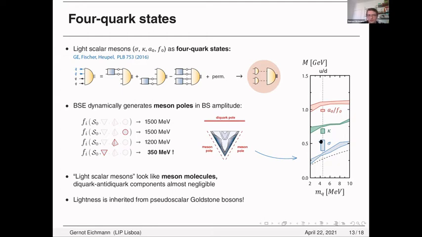And these are the results. The boxes are the PDG and the bands are our results around the light current quark mass. So we are qualitatively in the same region.